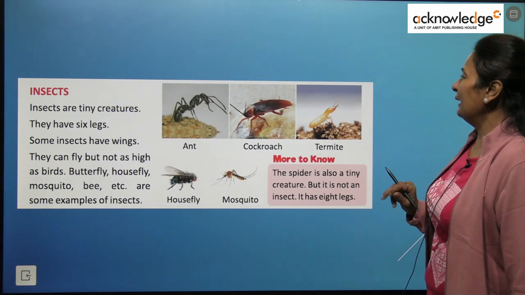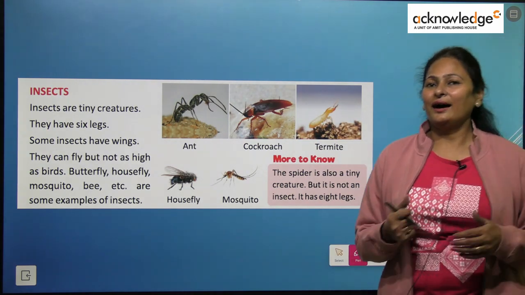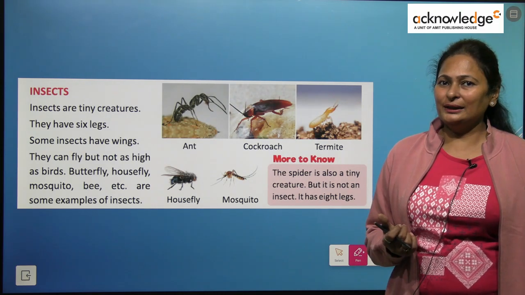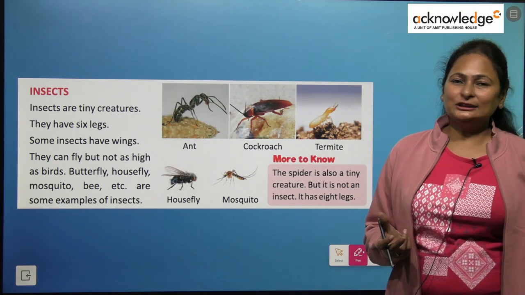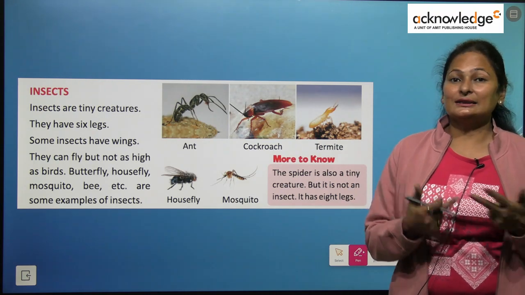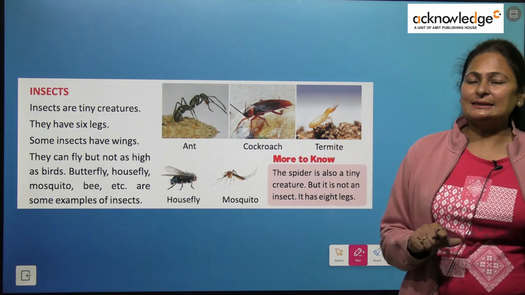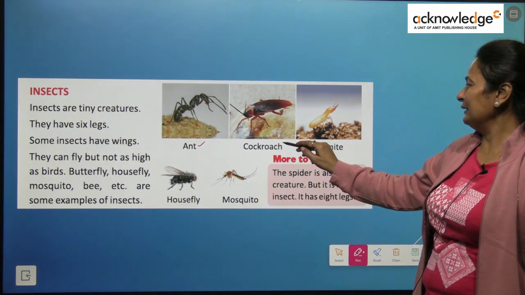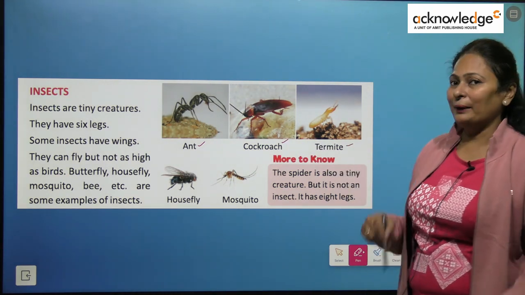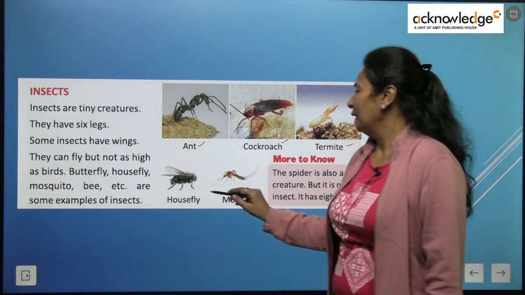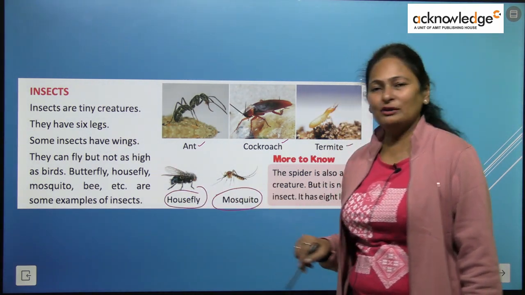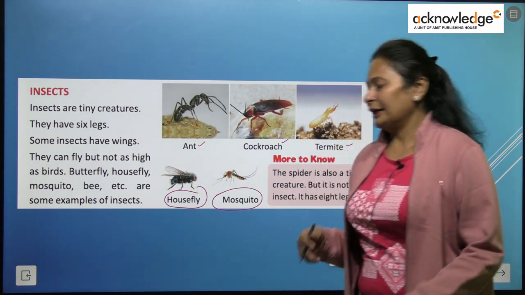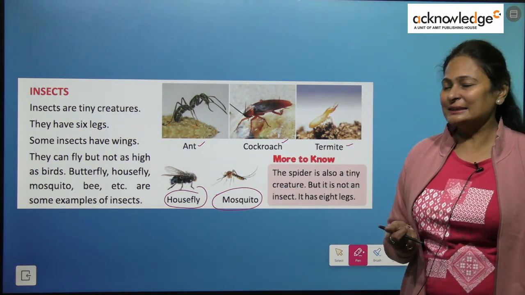Next is insects. Insects are very tiny creatures, kids, and they have 6 legs. Like animals have 4 legs and birds have 2 legs and 2 wings. Birds can fly as well as they can walk, right? They can hop. Insects have 6 legs and they are very tiny creatures. Common examples of insects are ants, cockroaches, termites. But some insects have wings too, like housefly, mosquitoes, butterflies, right? They have wings to fly. But they cannot fly as high as birds can, right?